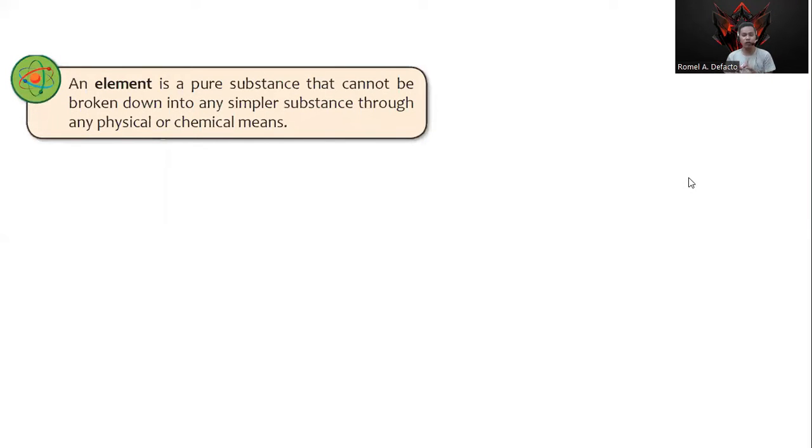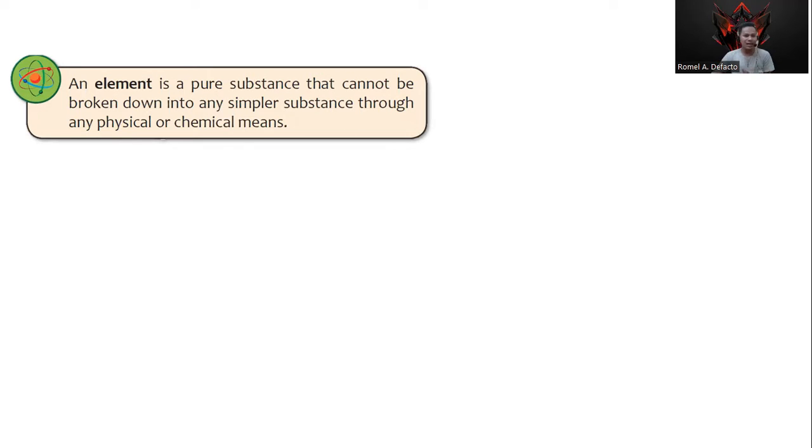Hello everyone, good day. So for this video, we will be focusing on chemical bonding, specifically ionic bonding. Before we proceed with the discussion on ionic bonding, let's first review the related terms. Let's start with an element.